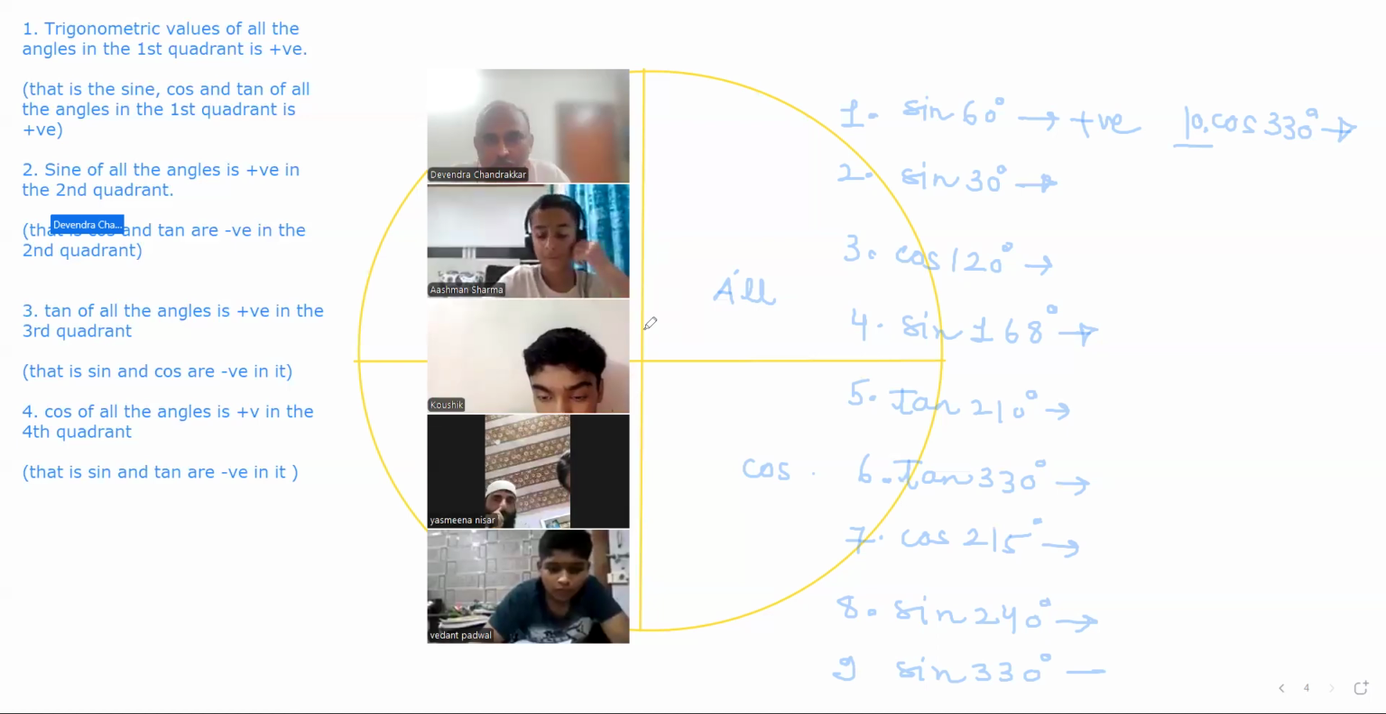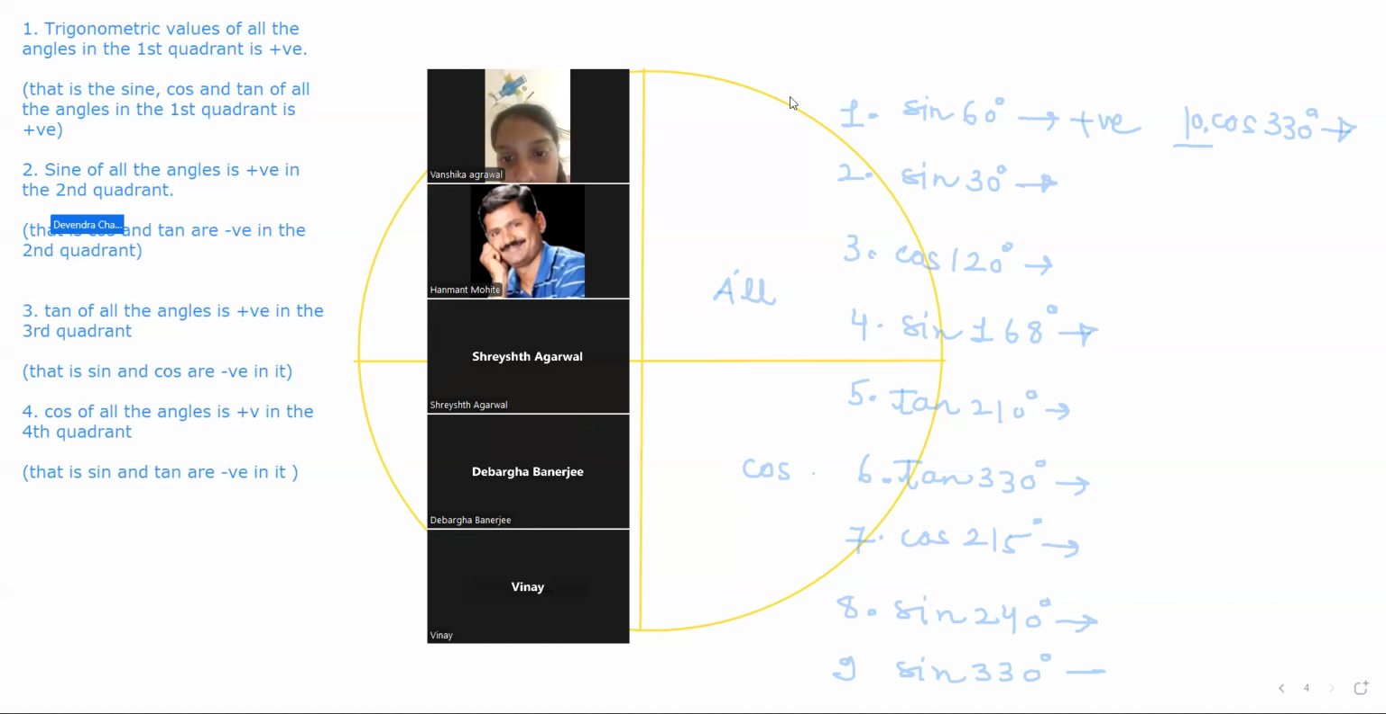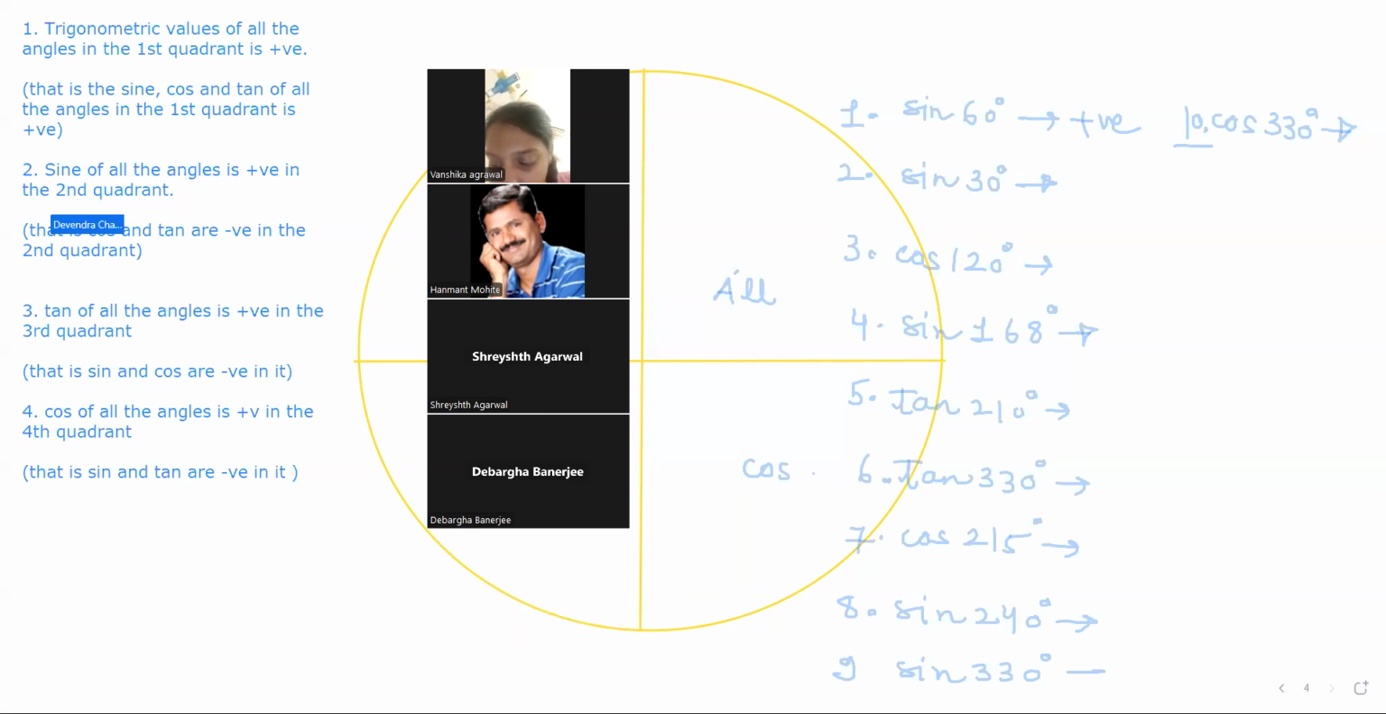Okay, Vedant, I have not got your answer. Why? I'll send it. Okay. Vedant, any doubts? No, sir. Hanmant, I have not got your answers. Sir, I have posted. Oh, yes, you have posted. Great. Hanmant, any doubts? So I'm now writing it.